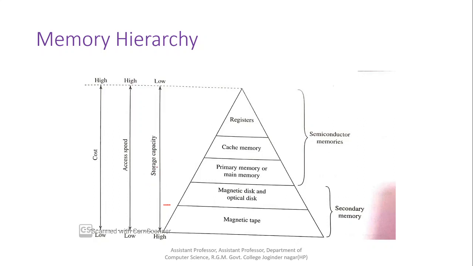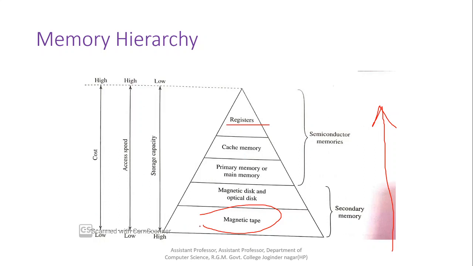A memory which has a higher storage capacity is better as compared to a memory which has a lower storage capacity. So we need such kinds of memories that have higher access speed and higher storage capacity and low cost. When we go in this hierarchy from bottom to top, at the bottom we have magnetic tape, then magnetic disk and optical disk, then primary memory, which is also called main memory or internal memory, then cache memory, and at the very top we have registers.